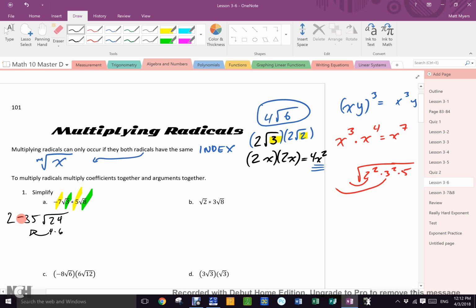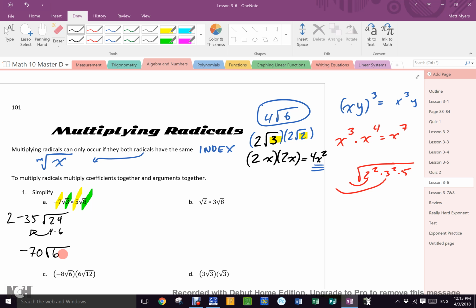Negative 70. Why? Because 2 times 35 is 70, but there's a negative, so I have to switch it to negative. Negative 70. And what did I leave under the radical sign? Why did I leave 6 under there? It doesn't have any pairs. It's 2 times 3.